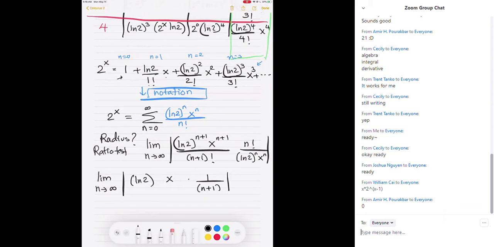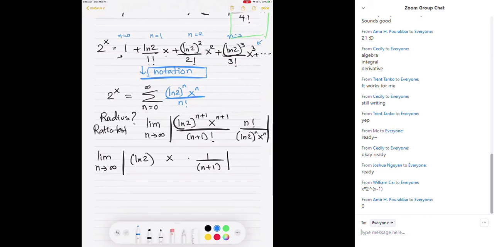And I'm going to pause. So far, so good. No questions there? Not yet. Very good. So I'm just going to say, we'll remember limit of product, product of limits.